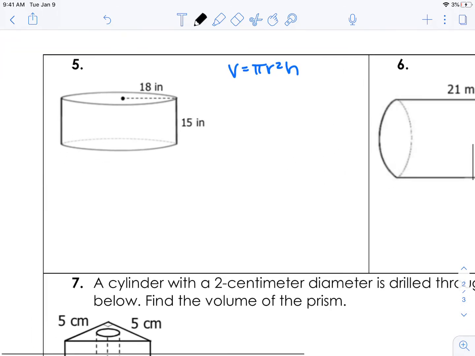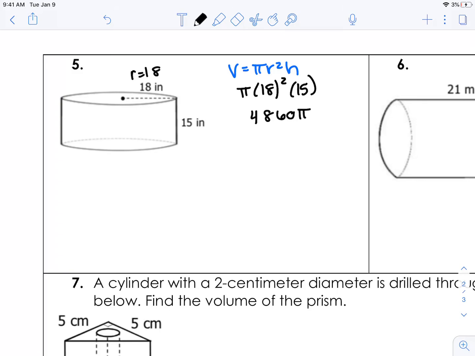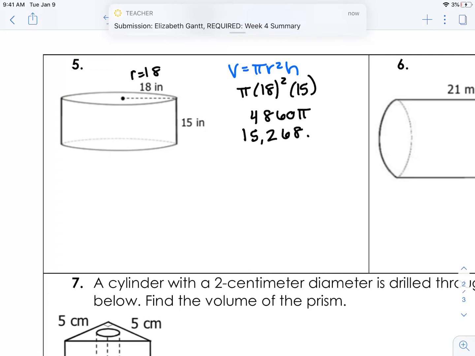Okay, number 5, so this is where we move on to cylinders. That's just pi r squared times h. Our r is 18, so that's just pi times 18 squared times 15. So that's 4,860 pi, which comes out to be 15,268.14 inches cubed.